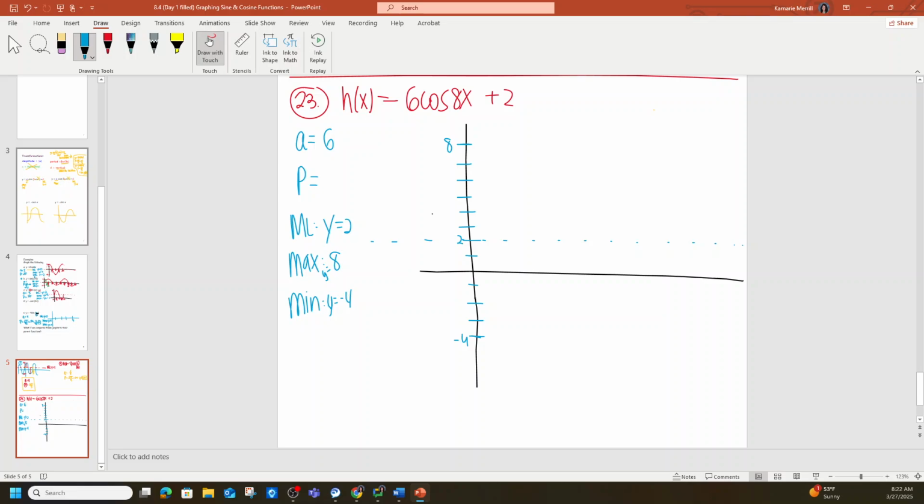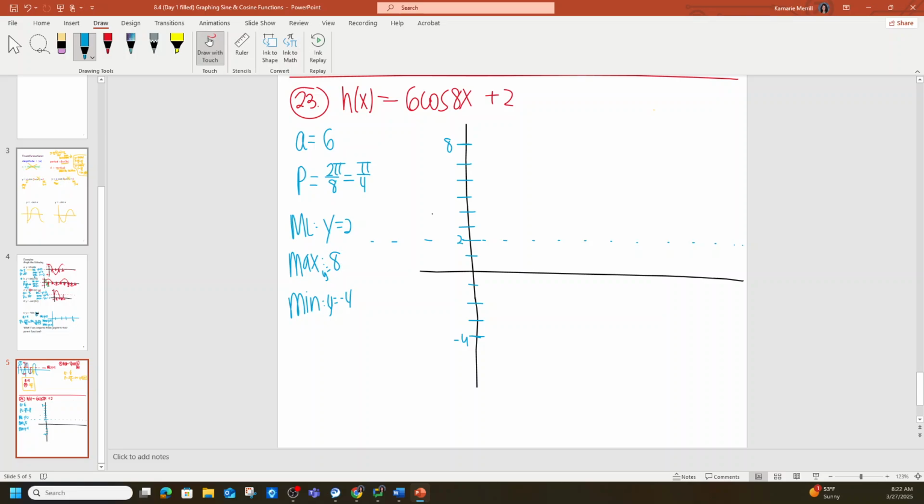Perfect. We're only missing what? Period. 2 pi over 8. Yeah, when there's no fraction, that's the easiest one. Now, to make life easier, always simplify fractions. So that's actually going to be pi what? Pi over 4. So we're going to call period pi over 4.